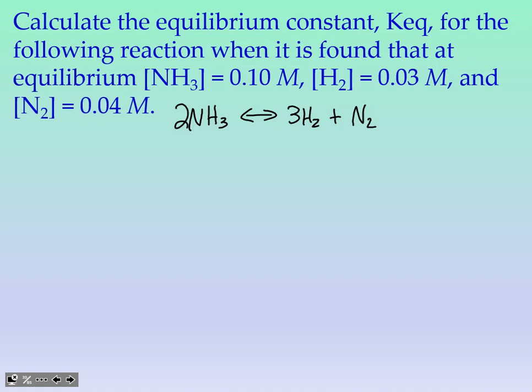Calculate the equilibrium constant K for the following reaction when it's found the equilibrium concentration of ammonia is 0.1, the equilibrium concentration of hydrogen is 0.03, and the equilibrium concentration of nitrogen happens to be 0.04.